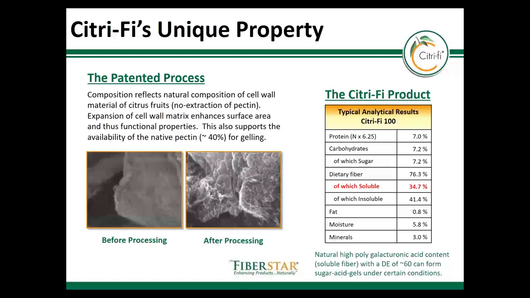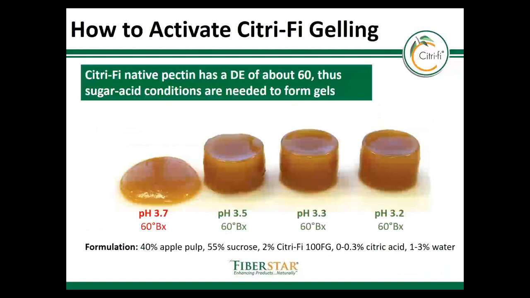of the native pectin. On this picture, you can see 2% citri-fi at 60 brix in a test system using apple pulp. The intrinsic pectin can form gels. The principle is the same as for extracted HM pectin. The gelation only occurs when you add enough acid to lower the pH below 3.5.